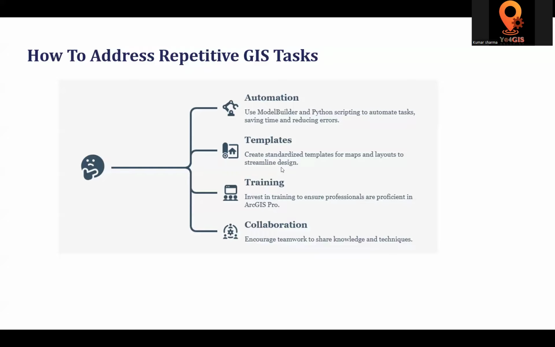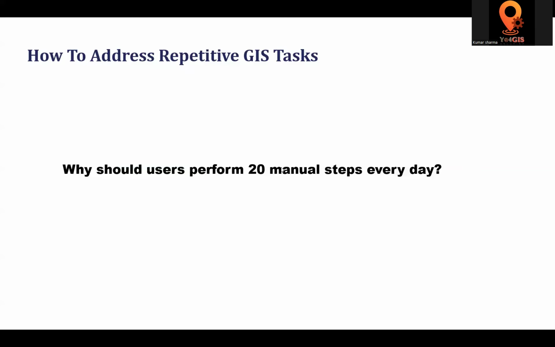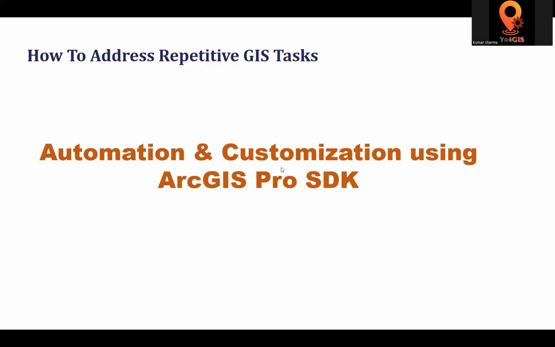Training. Invest in training to ensure the professionals are proficient in ArcGIS Pro. Collaboration is also very important. To do all these things, as I told you, people are doing repeated tasks again and again and again. They are doing the same task. But if you know the customization, then you can easily save your time. You can easily save the manpower, everything. To do all these things, we have the way.